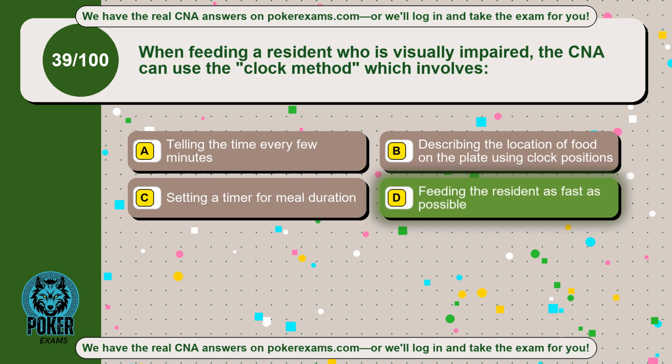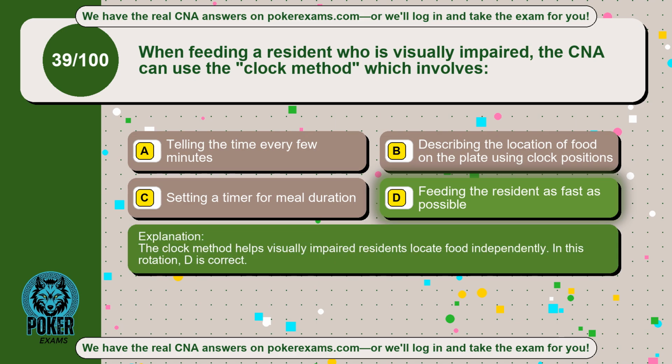The correct answer is option D, feeding the resident as fast as possible. The clock method helps visually impaired residents locate food independently. In this rotation, D is correct.